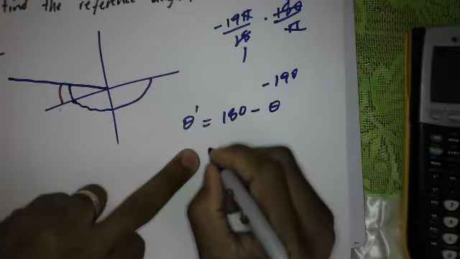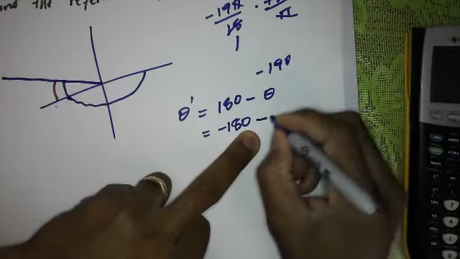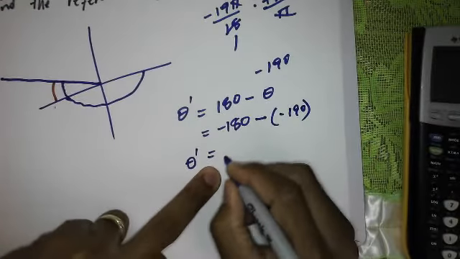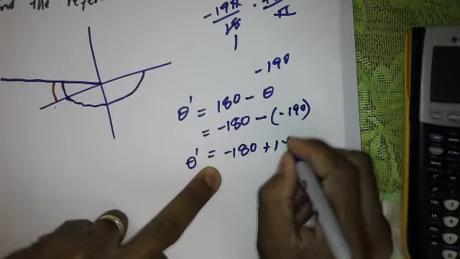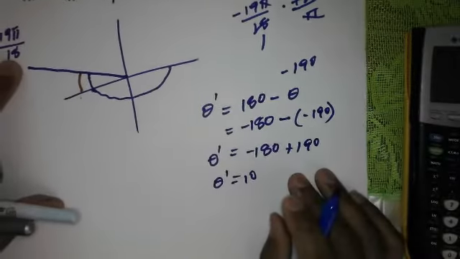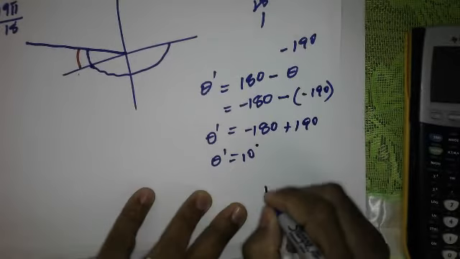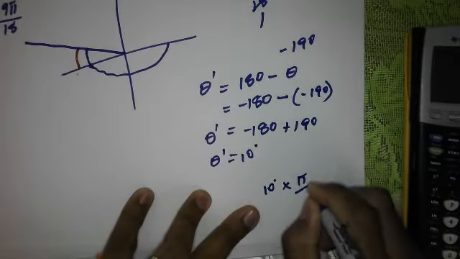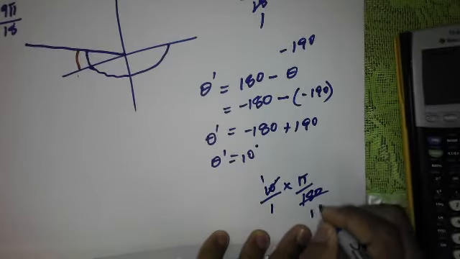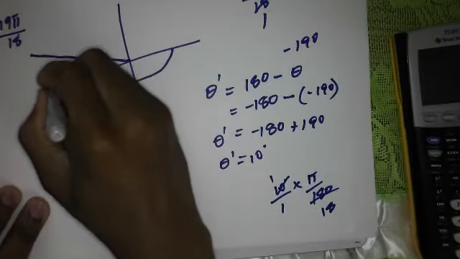So because it comes in the negative direction, it would be negative 180 minus the angle that we get, which is negative 190. So our reference angle here would be negative 180. Negative times negative is positive, plus 180. So our reference angle would just be 10. But because it was given to us in terms of this, we must convert this 10 degrees. So it would be 10 degrees times pi over 180. So 10 into itself 1, 10 into 180 goes 18. So this would just be pi by 18. Okay, so your reference angle here would just be pi by 18.